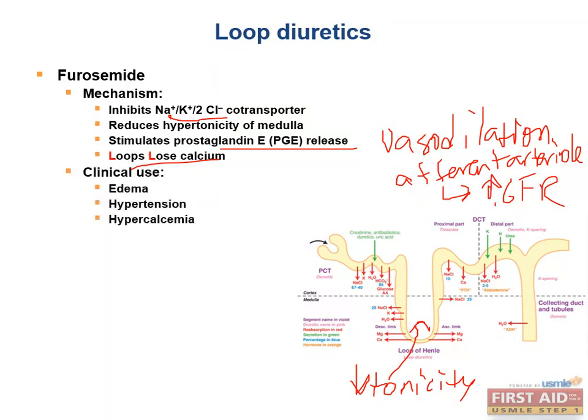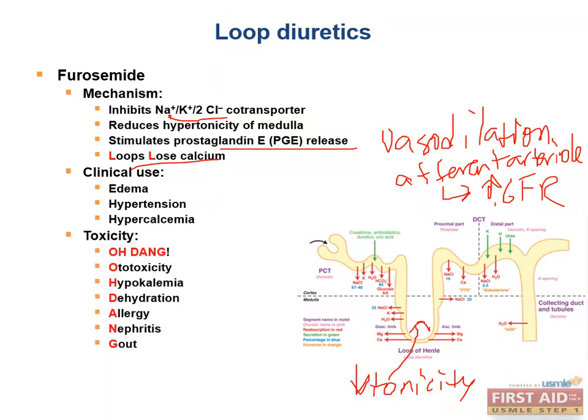Furosemide is very important clinically, and it's used to eliminate fluids in acute edematous states such as CHF and cirrhosis. And it's also a common drug used to treat hypertension and hypercalcemia. However, it can have some adverse effects.